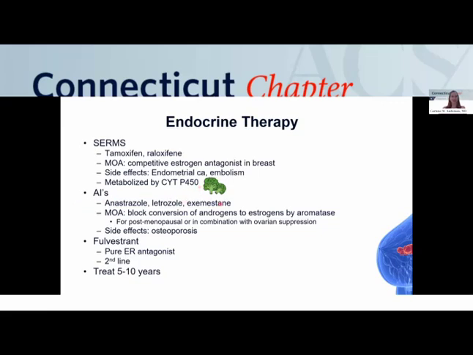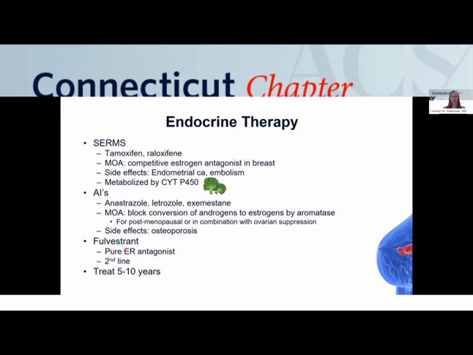AIs, anastrozole, letrozole, exemestane, their mechanism of action is blocking conversion of androgens to estrogens by aromatase. These can only be used in women who are postmenopausal or women who don't have functional ovaries, or in combination with ovarian suppression. If you give them alone in someone who has functioning ovaries, the effect is minimal because you have the ovaries just pumping out estrogen. So decreasing peripheral production really does nothing. One of the bigger concerns is osteoporosis because you are decreasing overall estrogen levels.